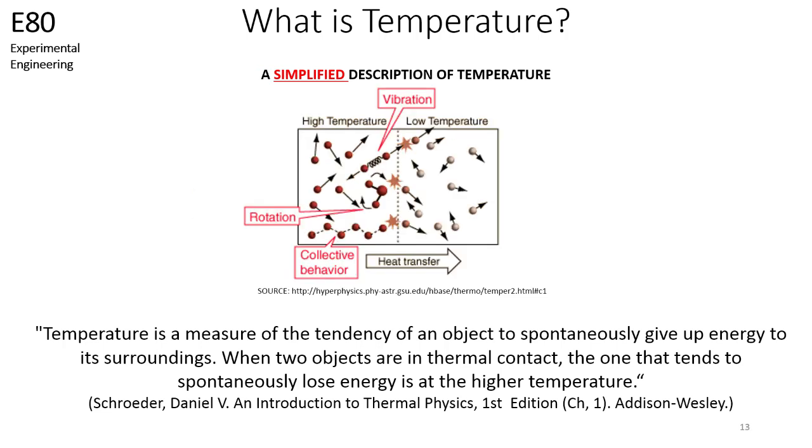Now, as this slide shows, this is an overly simplified description of temperature. Particles just don't bounce around and hit each other. The activities of particles also includes vibration, rotation, and collective behavior. However, a more detailed description of temperature is beyond the scope of these introductory videos, and you will learn all about temperature and the laws of thermodynamics in E82. For now, it is sufficient to know the description of temperature shown here.